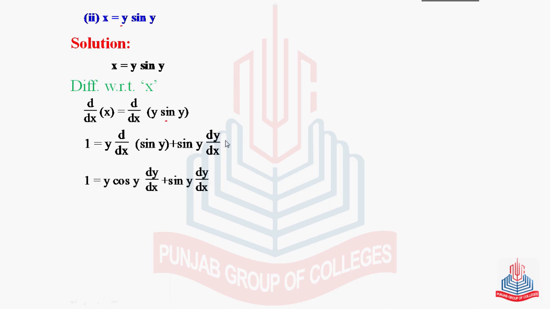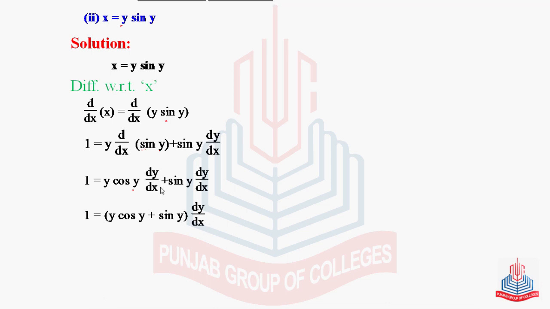1 will be as it is on left hand side, and on right hand side y will be as it is, derivative of sine y. So derivative of sine is cos of angle y, and then derivative will apply on this angle, which will become dy by dx, plus sine y as it is, dy by dx as it is. And to calculate dy by dx, we have to take common this dy by dx from both of these two terms. That will become 1 is equal to y cos of y plus sine y. This dy by dx is a common factor from both of these two terms.